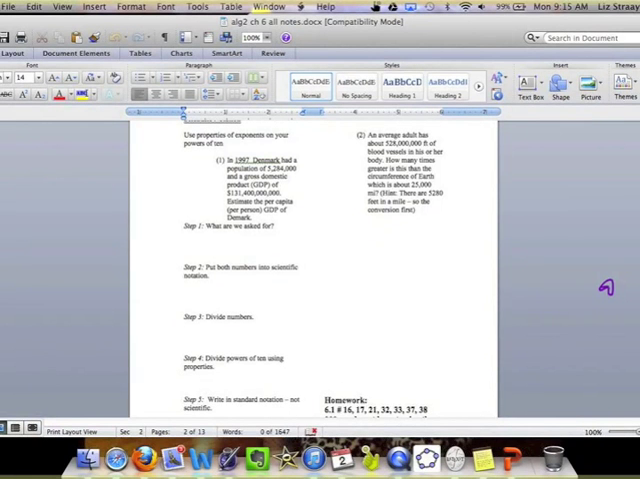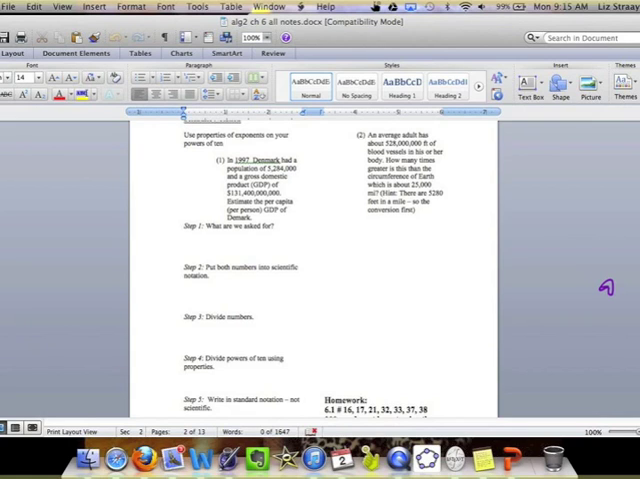All right, the next thing we're going to look at is something that you're probably already familiar with from a science class, which is scientific notation. Scientific notation is a way that we can write very, very large numbers or very, very small numbers instead of having to write a whole lot of zeros.